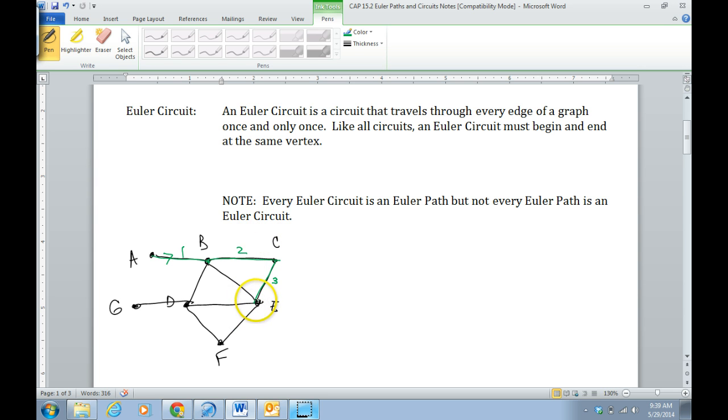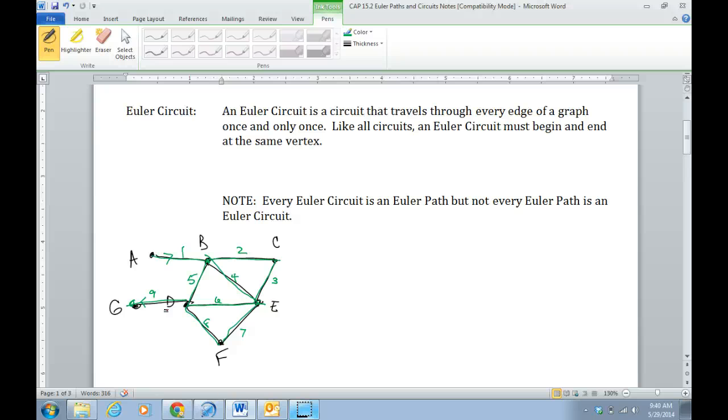Now, from E, I can go to F, D, or B. Go to B? Okay. B. That'll be 4. The only way I can go out from B is to D. That has to be 5. Now which way? E. Okay. 6, and then 7, then 8, and then 9. Okay? That is an Euler path. We used every edge once.